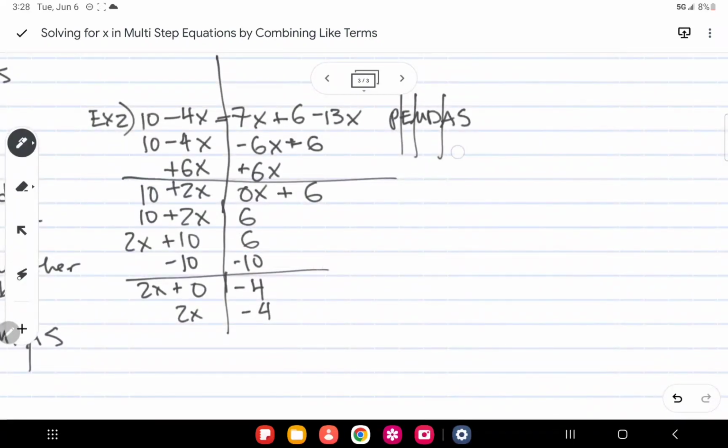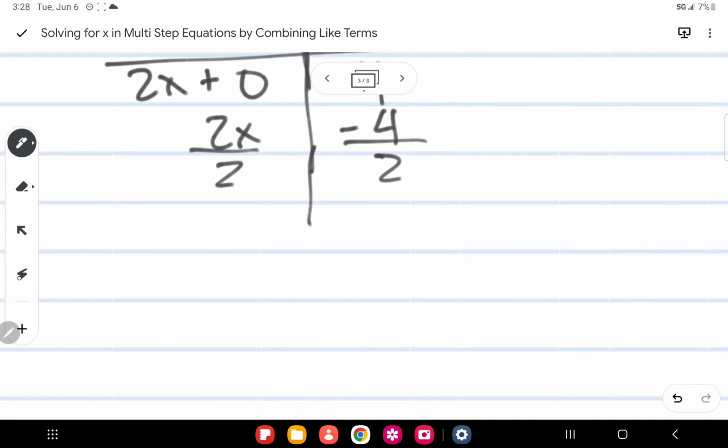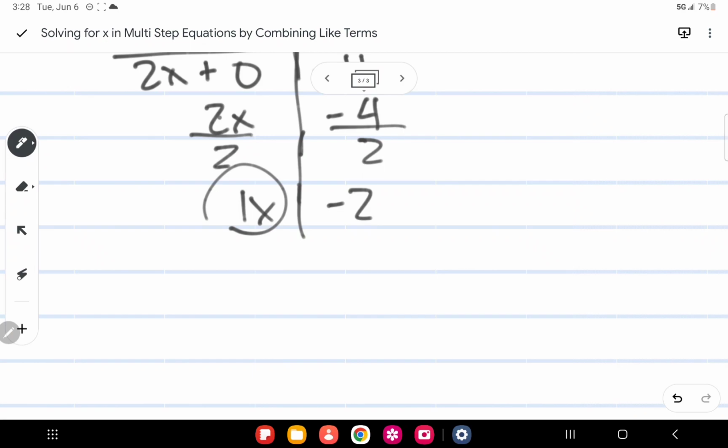Now, next part in the PEMDAS, there's no division. There's multiplication. 2 and x are being multiplied. The opposite of multiplication is division. So we will divide both sides by 2. Okay? 2 divided by 2 is just 1x. Negative 4, I'm sorry about that, divided by 2 is negative 2. So now x is isolated. You can keep the 1x, or you can just write it as x equals negative 2.